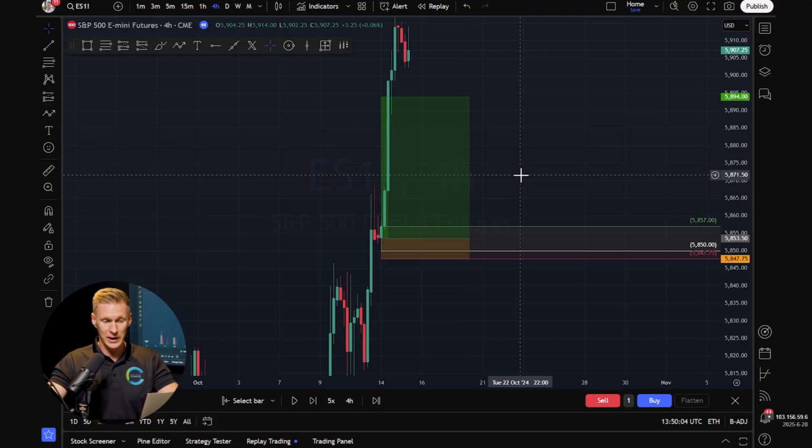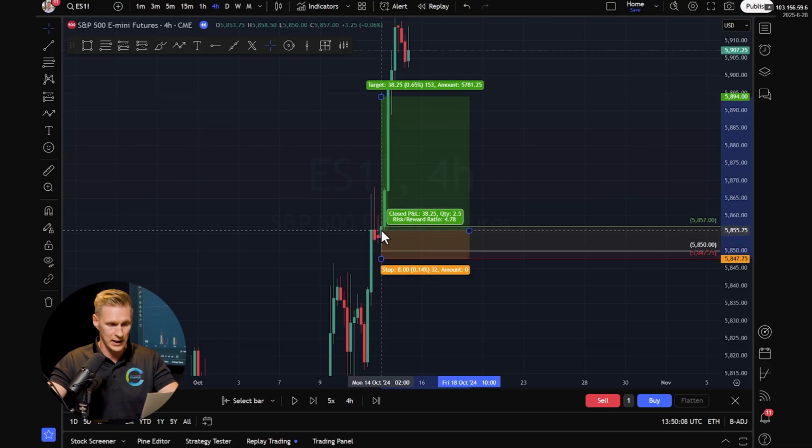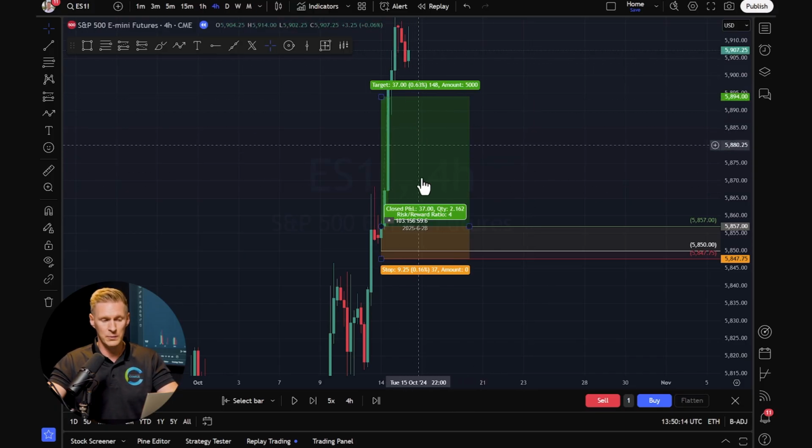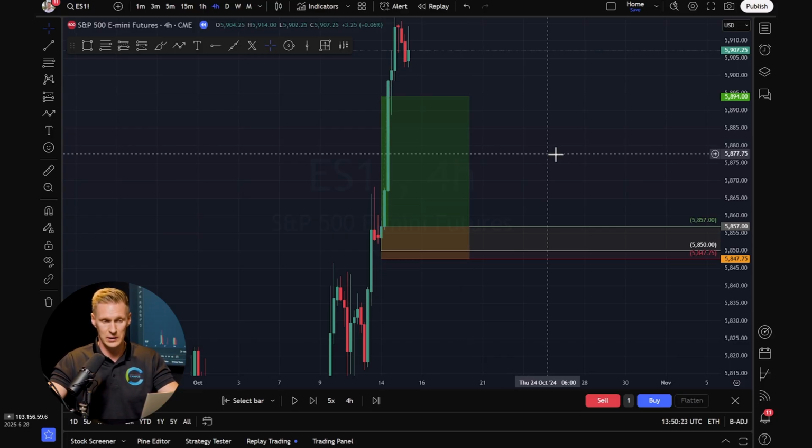For option number 3, that's a confirmation entry. For that, we will move again our entry here to our proximal line. Then we have to wait for the pullback into our zone. And whenever we get a rally from our zone again to the upside, then we get filled.